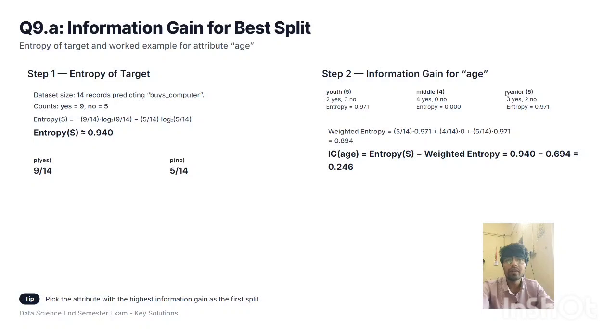Now the weighted average entropy equals 5 over 14 times 0.971 plus 4 over 14 times 0 plus 5 over 14 times 0.971, which equals 0.694. Information gain for age equals 0.940 minus 0.694, which equals 0.246. You can repeat this for the income, student, and credit rating attributes.